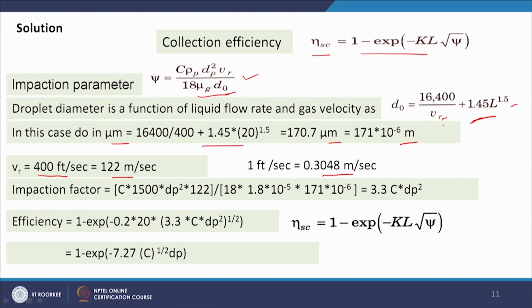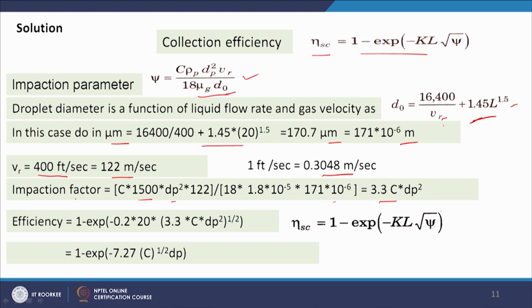So, impaction factor, now we will be getting psi. So, that is equal to C into rho p, that is equal to 1500, and dp square into 122, that we are getting Vr, divided by 18 into 1.8 into 10 to the minus 5 into do. So, do value we are getting 171 into 10 to the minus 6. So, that way we are getting the value of 3.3 into C into dp square. So, this is impaction factor.